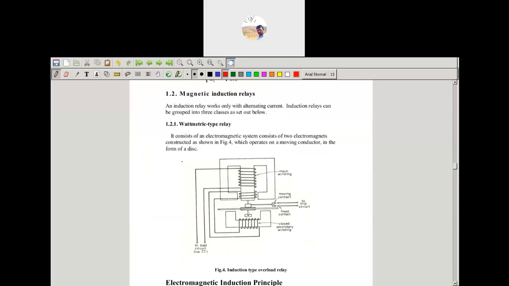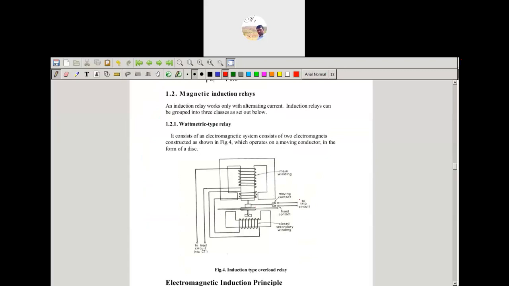Okay, so we have another type, which is a magnetic induction type. That is the wattmeter, or energy meter, type. The energy meter construction is similar; here also the relay is the same. The wattmeter type relay consists of two electromagnets, which operate on the moving contact.